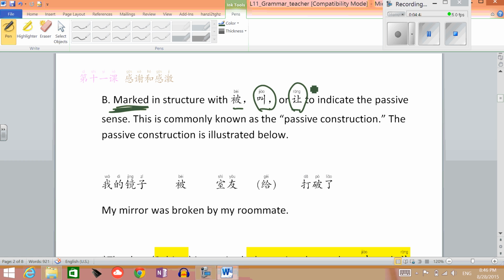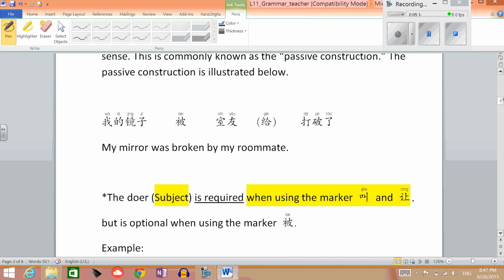Here, we're using it in a passive sense, and there are some requirements when you use these two, and we're going to talk about that. Okay, so when you use 被, 叫 or 让 in a sentence, it is commonly known as the passive construction. The passive construction is illustrated below. So here are our examples. 我的镜子. So here I want you to write down something for me. What does the base structure look like?